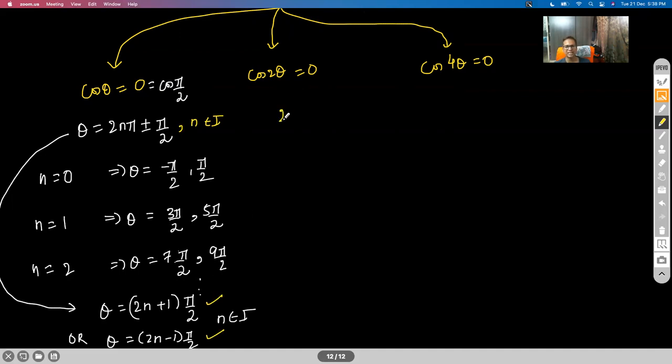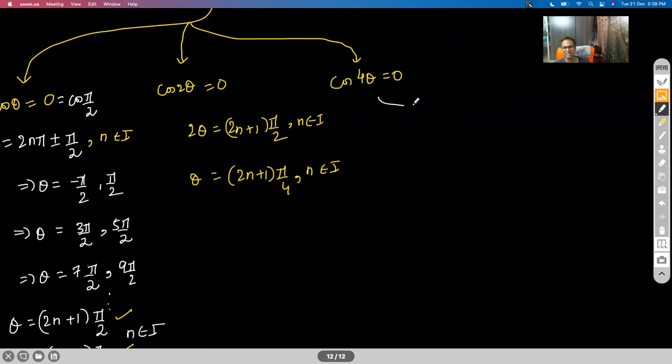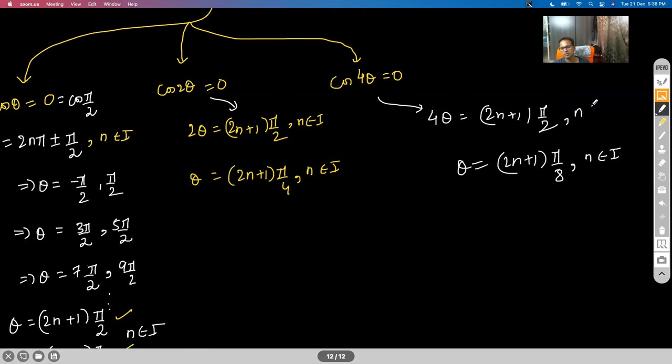Similarly, for here, I can write 2 theta as (2n plus 1) pi by 2, which means theta could be (2n plus 1) pi by 4, n being an integer. And this last one, you can write it as 4 theta equal to (2n plus 1) pi by 2, or theta is equal to (2n plus 1) pi by 8, n being some integer. Is it fine? Any questions?